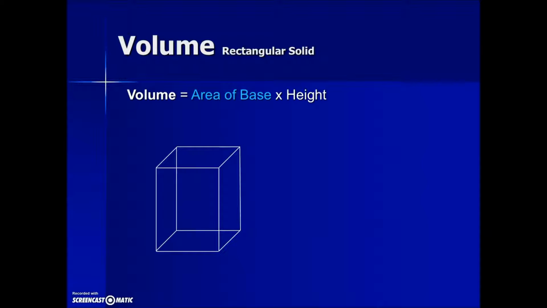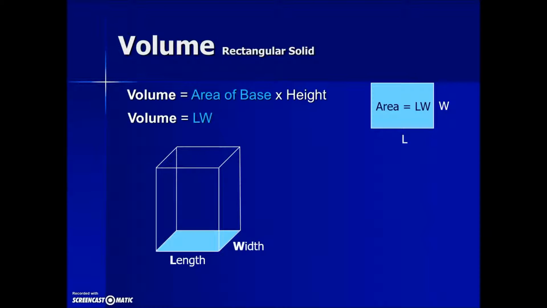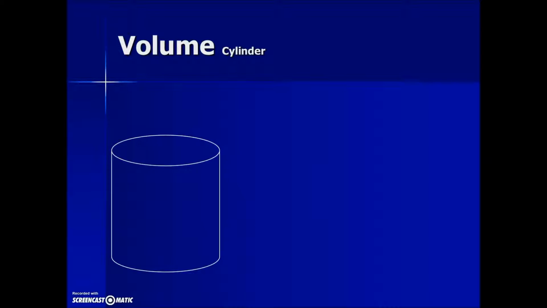Here, to determine the volume of a rectangular solid, we have two bases that are the same size. They're parallel to each other. We will find the area of this base. It's a rectangle, so we'll take length times width and then multiply it by the height, which is actually the distance between those two parallel bases.